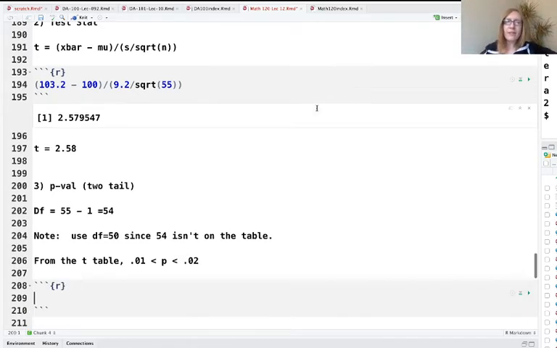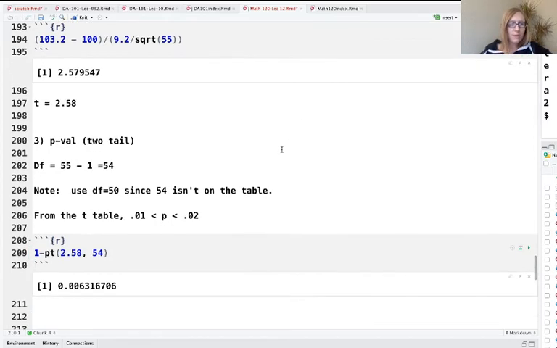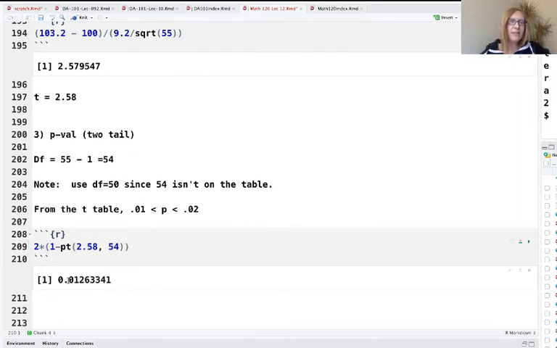By the way, in R, the command is really easy if you want to find the exact p-value. Sorry, this may not seem super easy. If you want to play around, here's the exact p-value. The exact p-value for this stuff is 0.012, which is indeed between 0.01 and 0.02. But this is still enough information for us to make the conclusion.